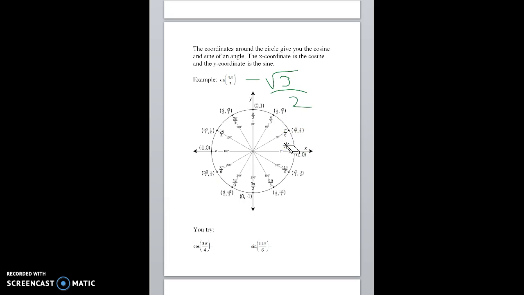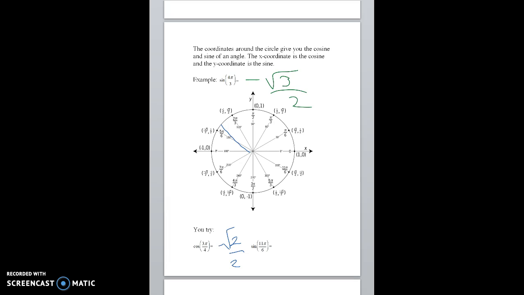The first one, cosine of 3 pi over 4. So I'm going to go to 3 pi over 4 on the unit circle. Oh, the over 4s aren't on this unit circle. If they were on here, it would be here. And the coordinates at that point are negative root 2 over 2 and positive root 2 over 2. So cosine of 3 pi over 4 is actually negative square root of 2 over 2. I have no idea why the over 4 angles are not on this unit circle. Yours, the one that you print out from the internet, should definitely have the over 4s on it.